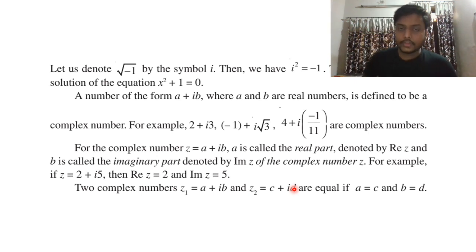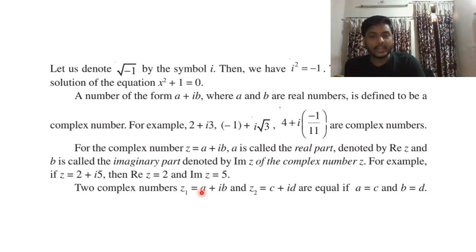So we can say that the two given complex numbers are equal when a is equal to c and b is equal to d. Is that clear to you?